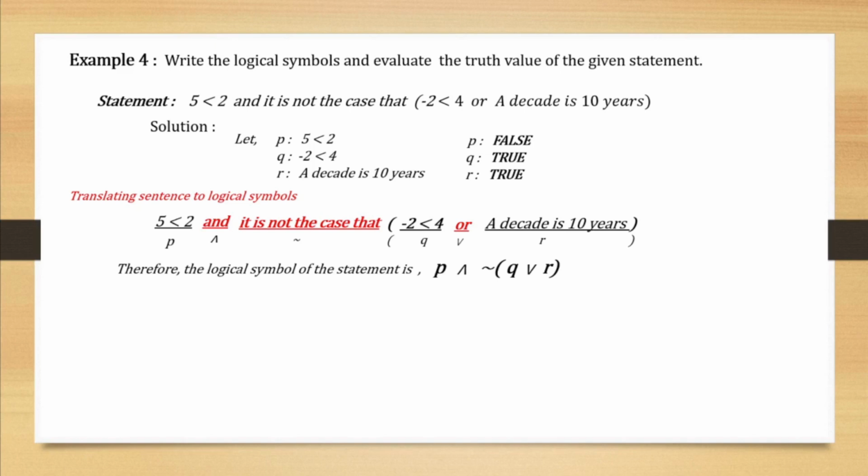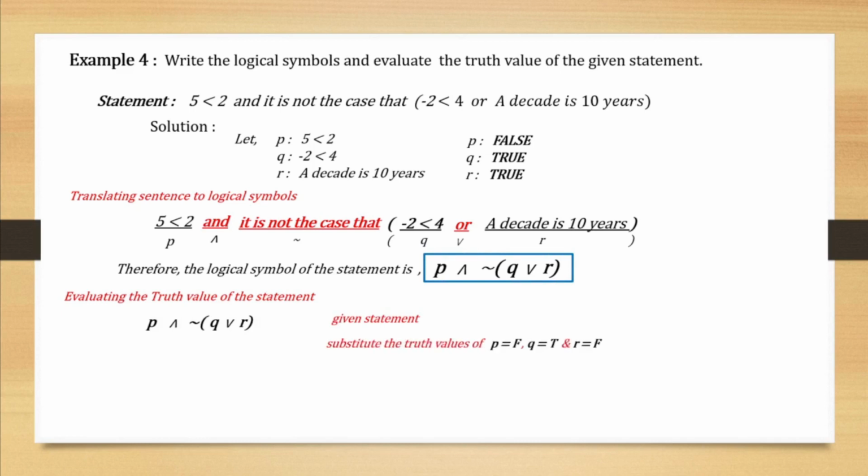Then how are we going to evaluate the truth value of the statement? What we need to do is just substitute the truth values for P, Q, and R respectively. So we have F and negation of the quantity true or true. As you can see, the disjunction of true and true is enclosed by a parenthesis, which means that we have to evaluate first the disjunction of true and true.